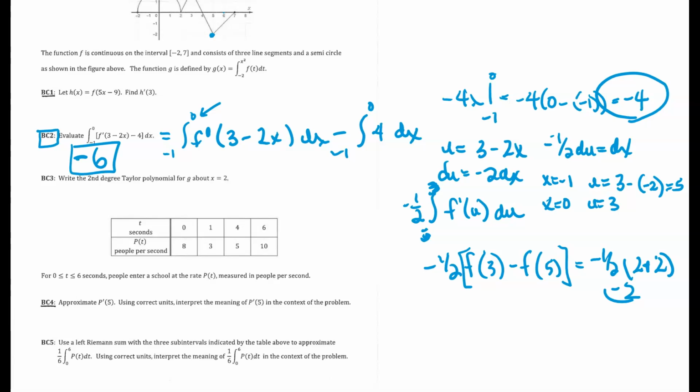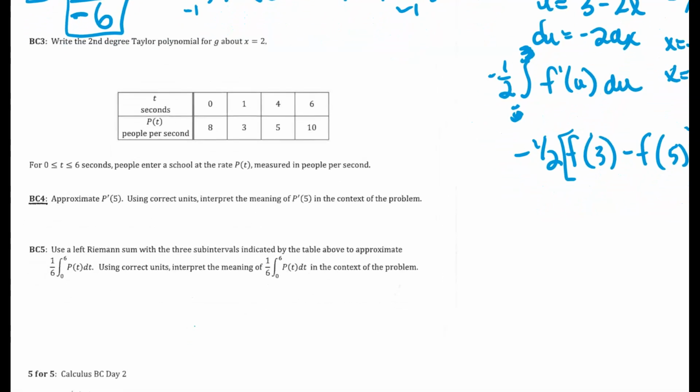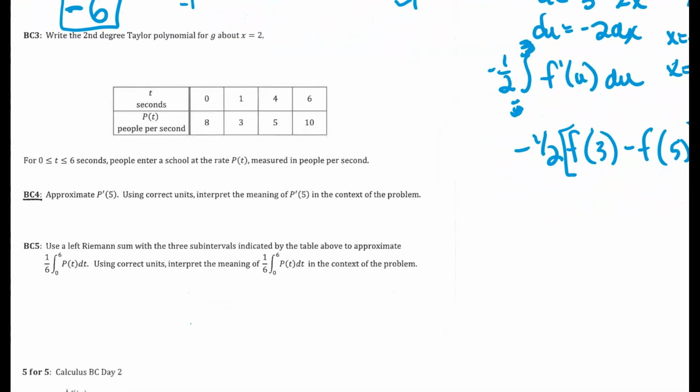Number 5, use a left Riemann sum with 3 subintervals. We've got a nice little chart here, so we should be able to do this fairly easily. And then interpret the integral meaning in the context of the problem. So let's mark up our chart. 0 to 1 has a width of 1, 1 to 4 has a width of 3, and 4 to 6 has a width of 2. So we have to do these 3 rectangles separately.